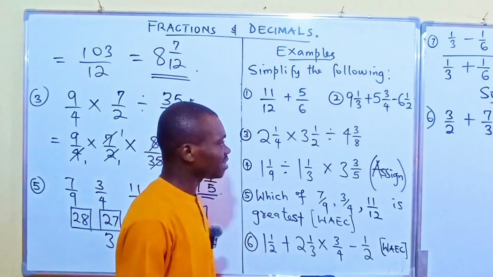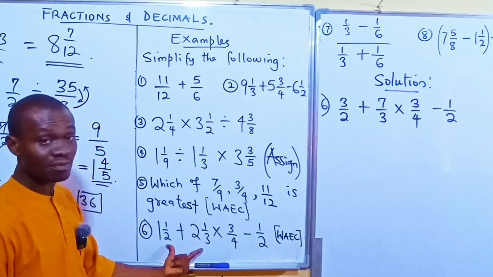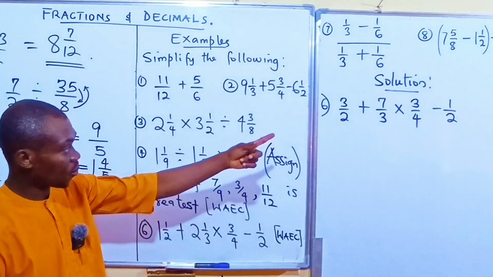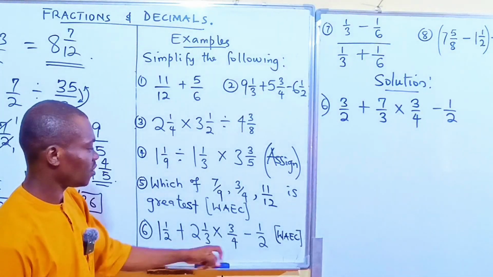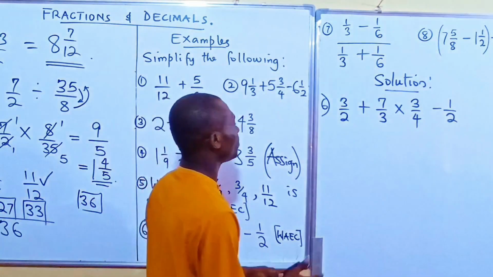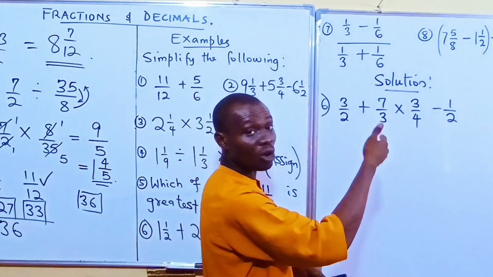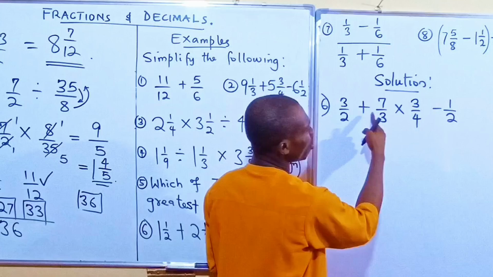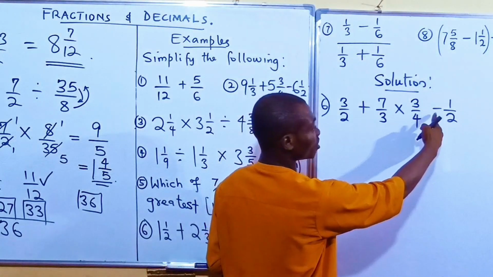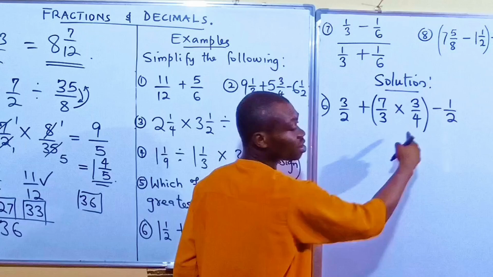Alright, so for number 6, I've already converted those of them that are mixed numbers to improper fractions. So this is 3 over 2, this one is 7 over 3, and so on. Now remember what I said about the order of operations, your BODMAS. Here in this case, multiplication comes before addition and subtraction. So I will put a bracket there, so treat it first.